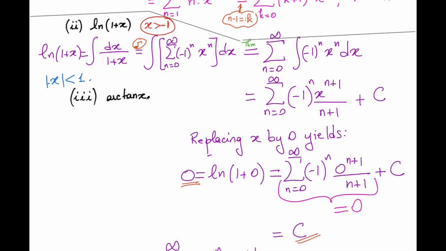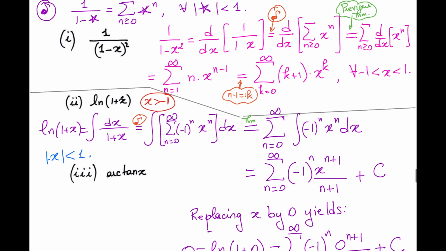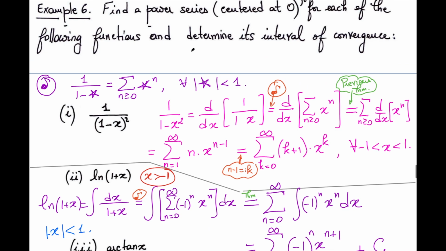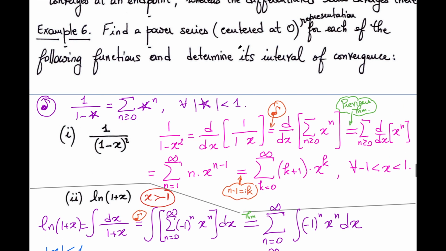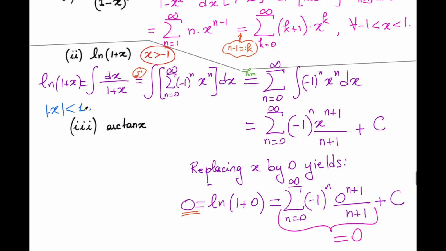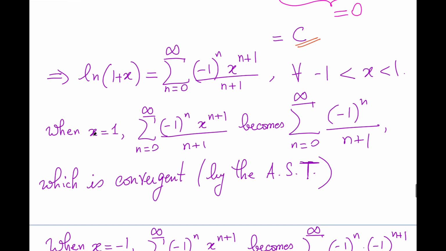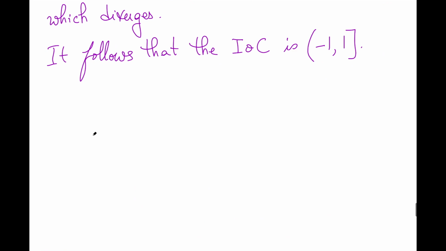The last part is arctan, and again, same question. I would like to write a power series representation, centered at 0, of the function arctan x. So part 3, arctan x. Well, how can I connect arctan x to a function which I can represent using a power series centered at 0?